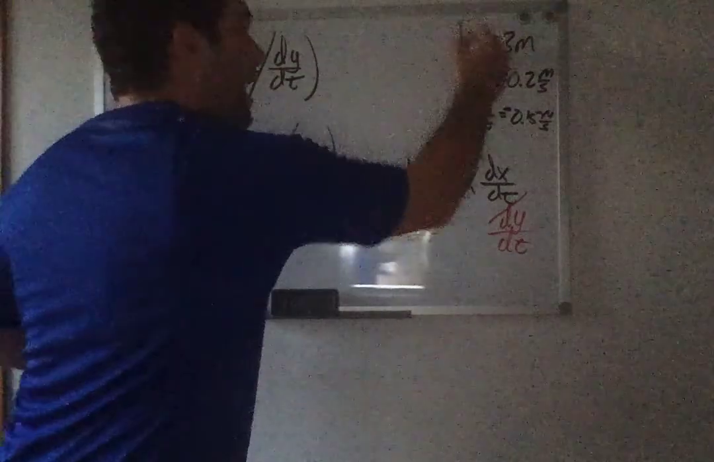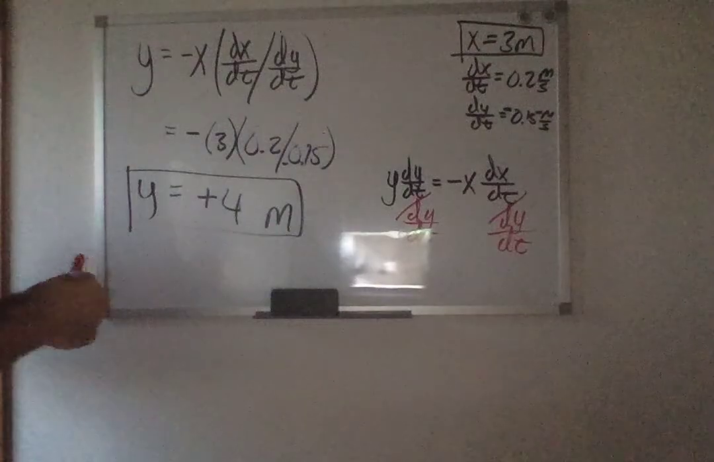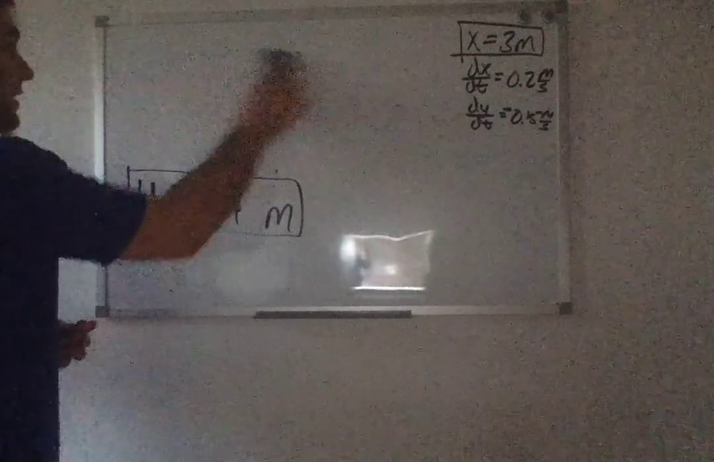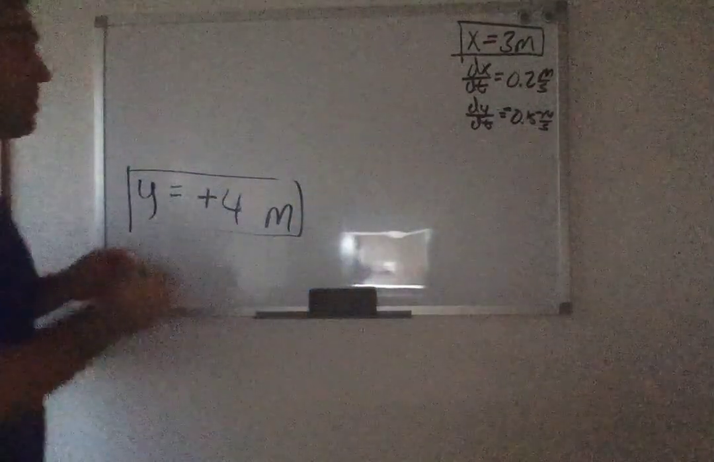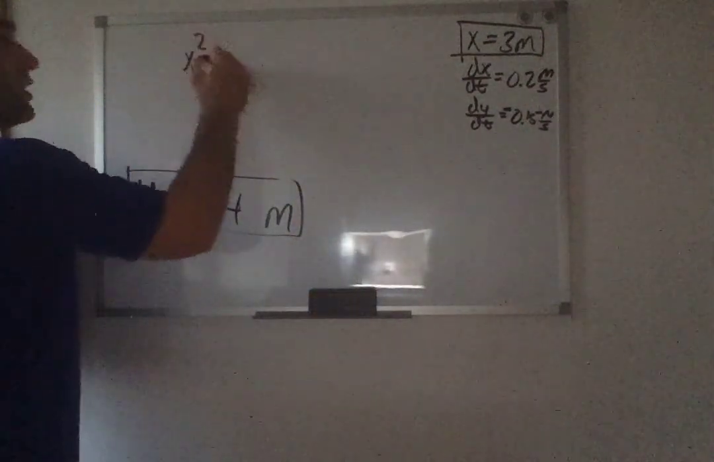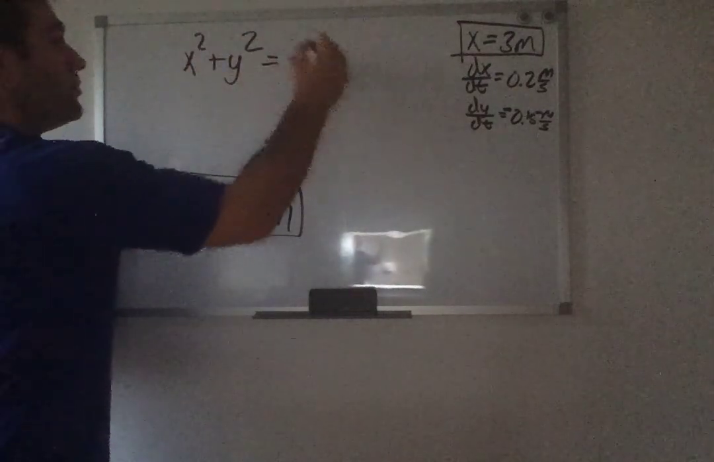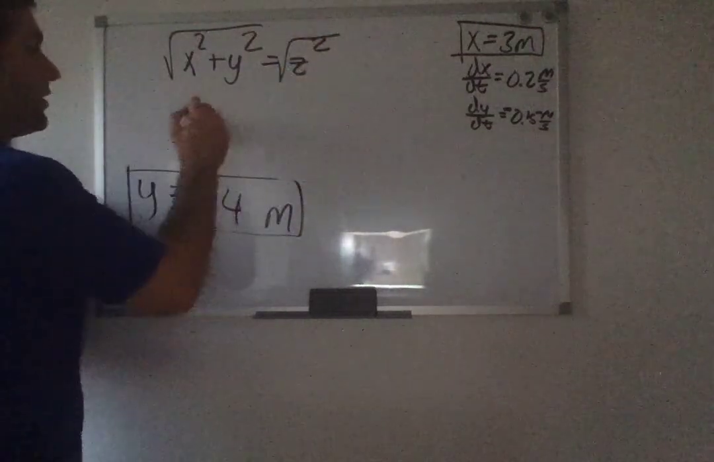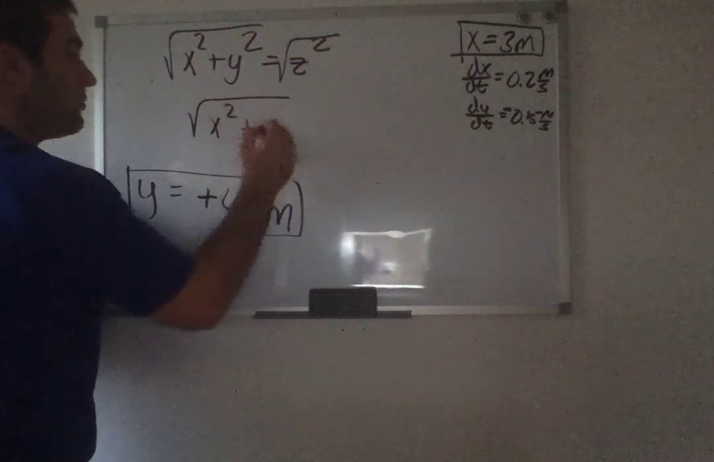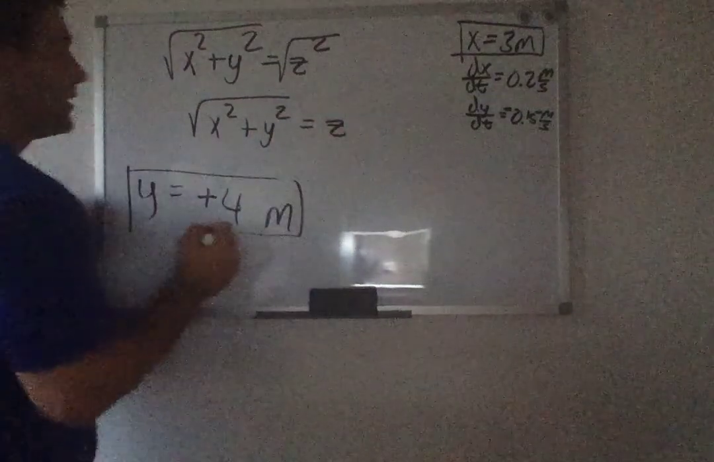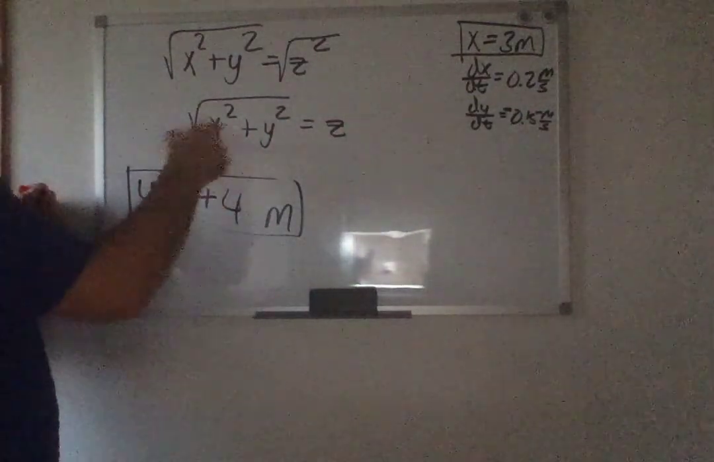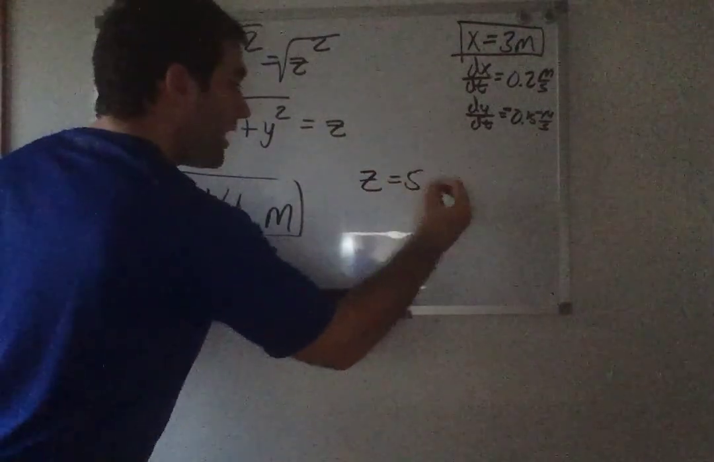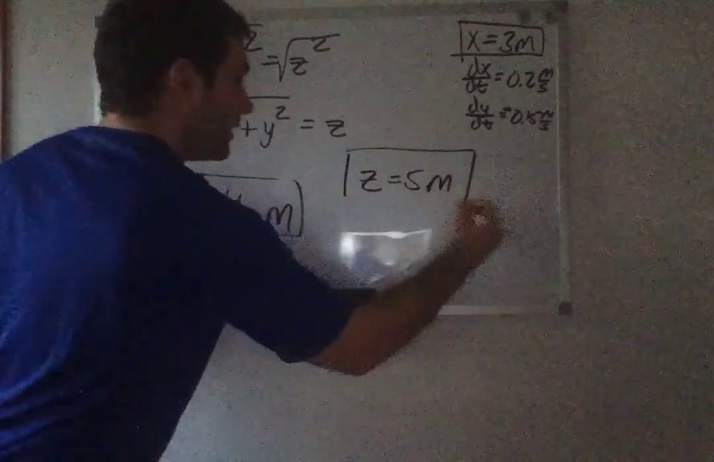Let's see, we know x is equal to 3 meters. We want to know how long the ladder is. Well, now we just go back to our Pythagorean theorem. x squared plus y squared is equal to z squared. To just get z, you're going to have to square root both sides. So you get the square root of x squared plus y squared is equal to z. And upon plugging in 4 and 3, you're going to get z is equal to 5 meters. And there is your answer.